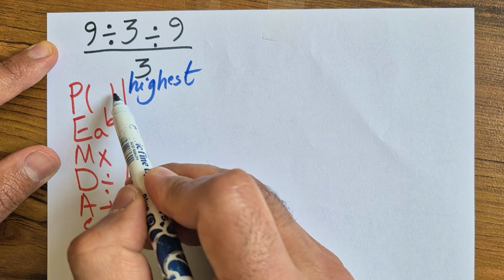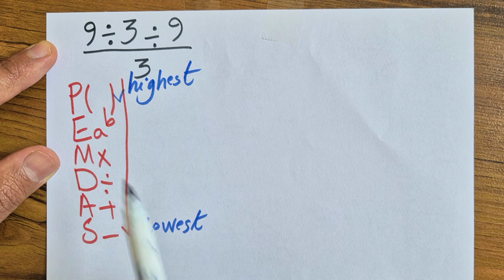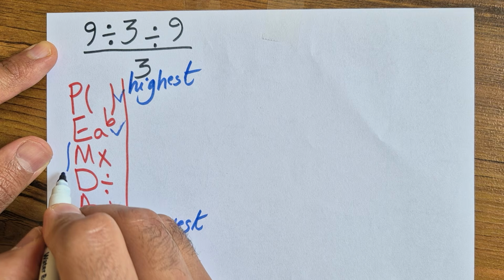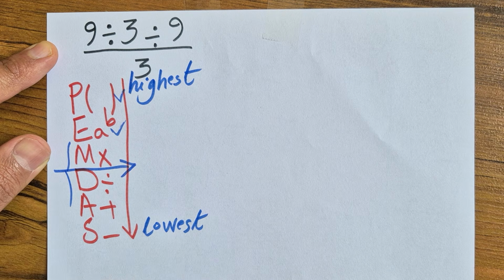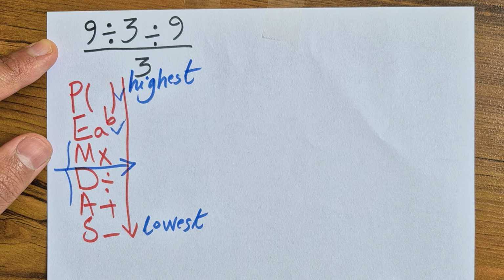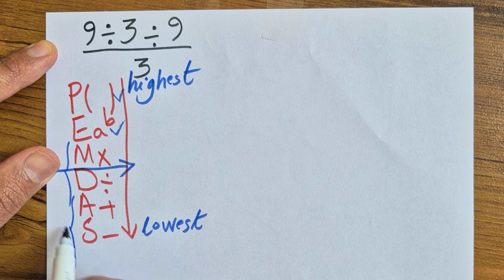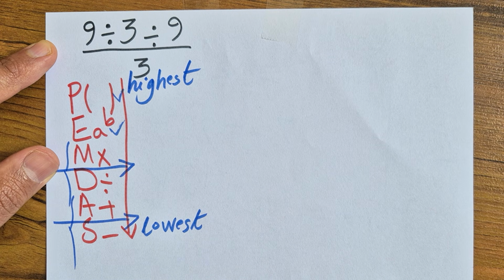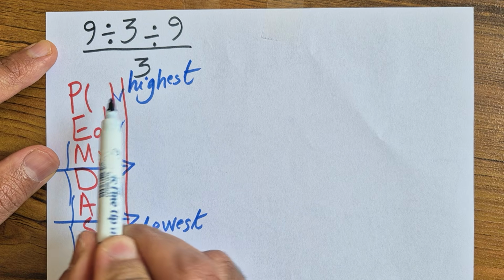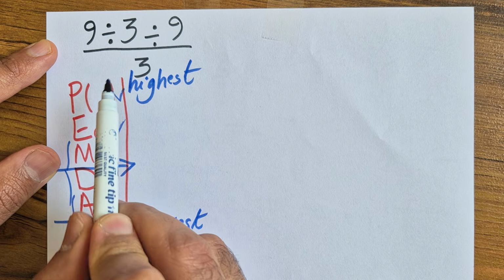PEMDAS means that you must go for parentheses at first, then go for exponents, then go for multiplication and division. They have the same priority. You must go from left to right. And finally, addition and subtraction from left to right. But do we have any parentheses in this fraction?